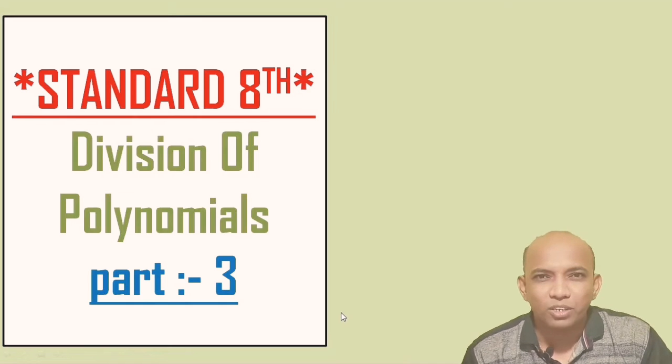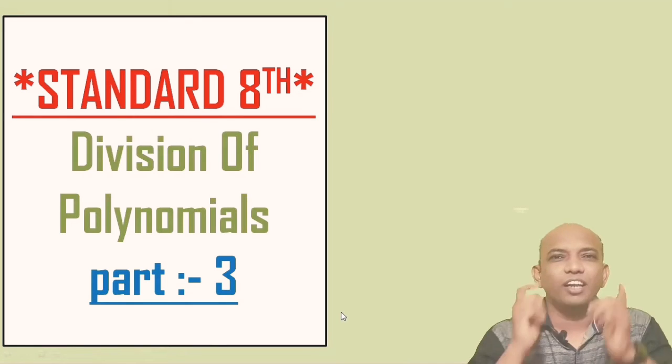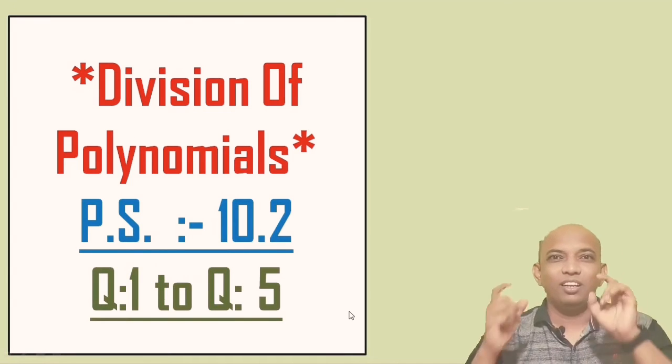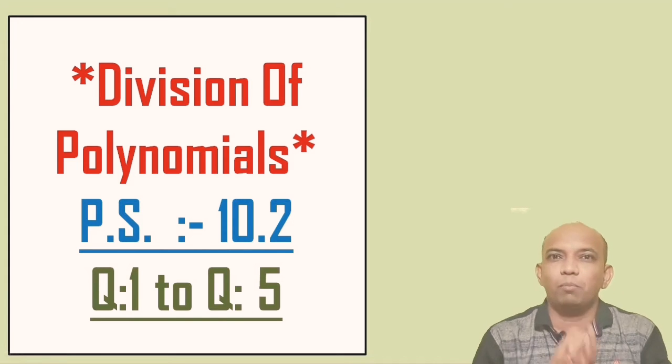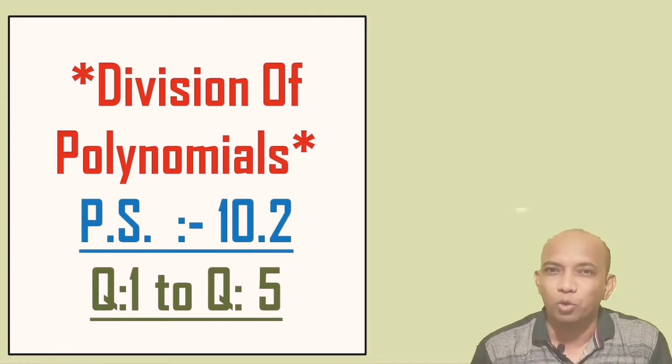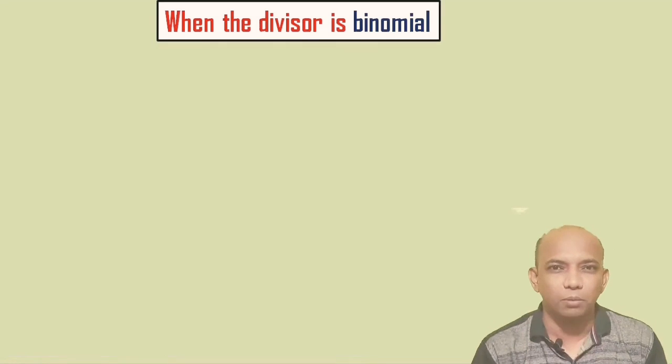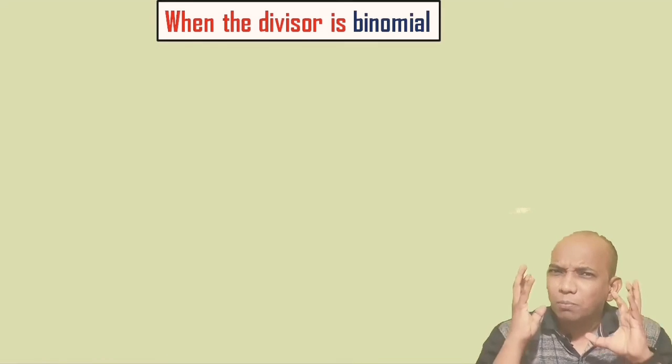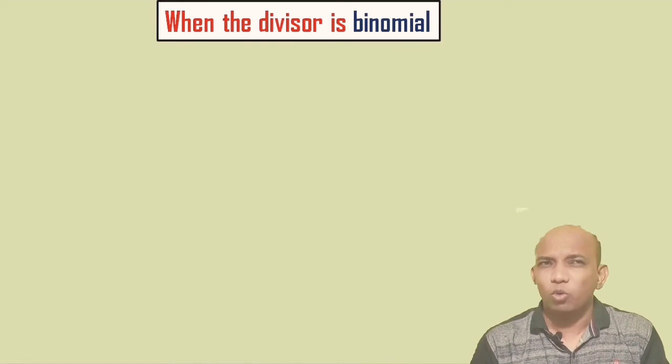In today's lecture, we will try to understand question number 1 to 5 in 10.2, but this time there are few special questions because the divisor of all these questions will be binomial. Binomial means it will consist of two terms. Then we have to take some special care before solving the question.